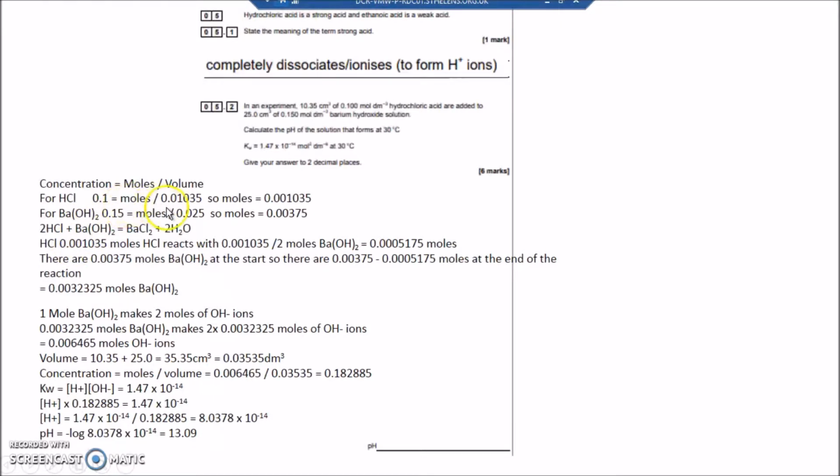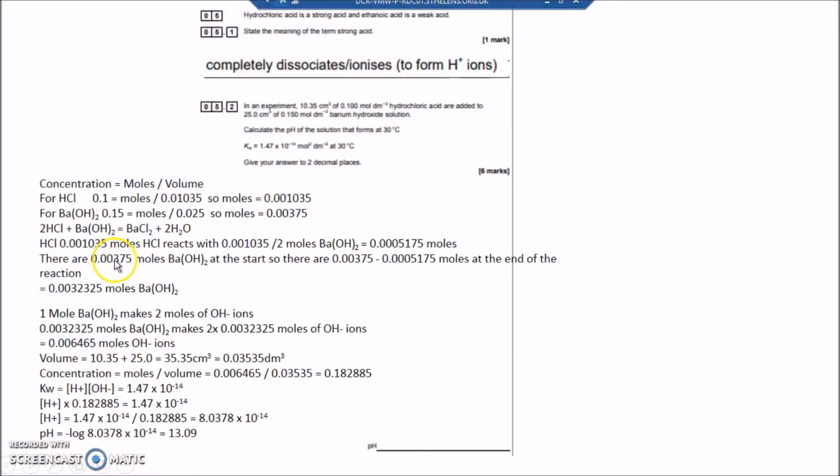So my moles of HCl is 0.00135... 0.01035 reacts with half the amount, 2 to 1, 2 HCl to 1 barium hydroxide. So 0.01035 moles of hydrochloric acid reacts with half as much barium hydroxide, and that equals 0.005175.